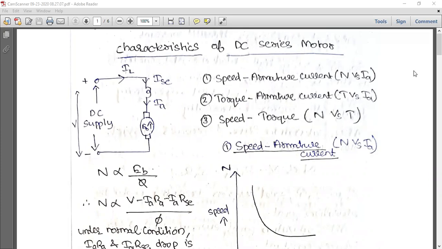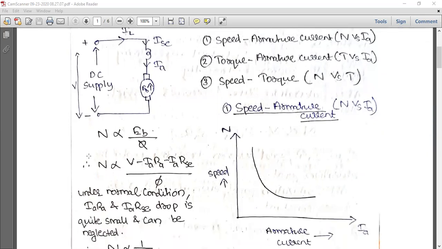Okay, so characteristics of the DC series motor. Just like the DC shunt motor, there are three main characteristics: the speed armature characteristic, N versus IA; the torque armature characteristic; and the speed torque characteristic. This is the diagram of a DC series motor. We have the DC supply, then the series winding in series with the armature winding, with resistance RC. The current is the armature current, which is the line current supplied, and the series winding current ISC will also be the same.